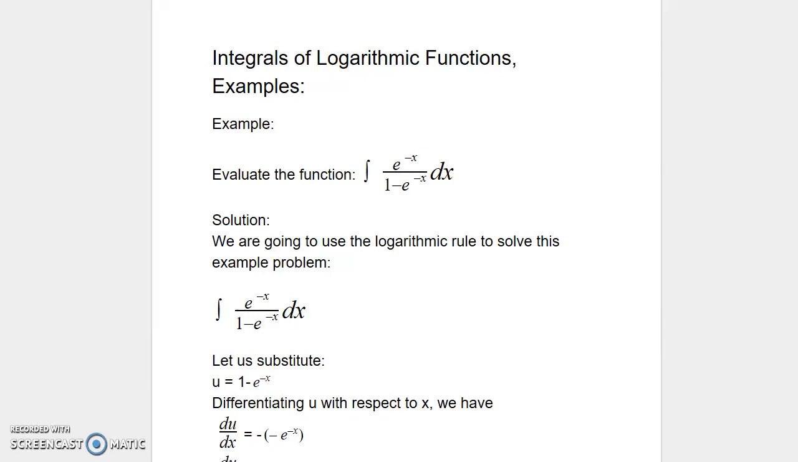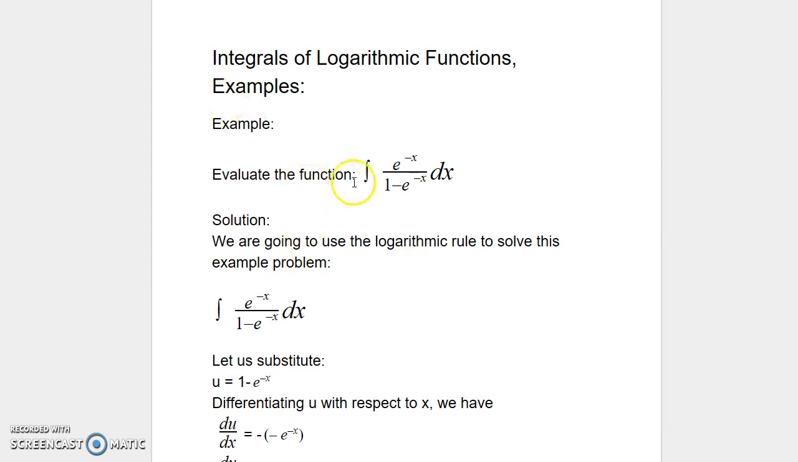Welcome to my presentation. This presentation is part of the playlist Integral of Logarithmic Functions. In this presentation, we will be solving example problems related to logarithmic functions. Let us look at some examples.